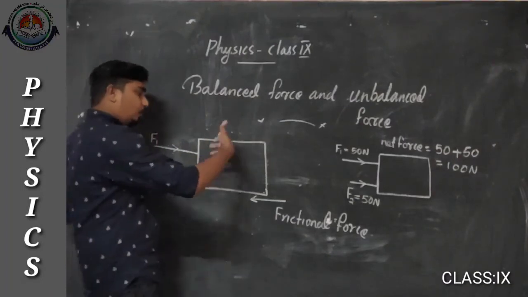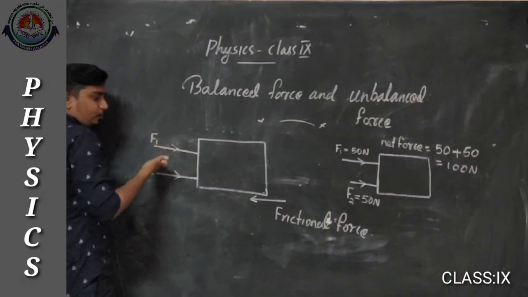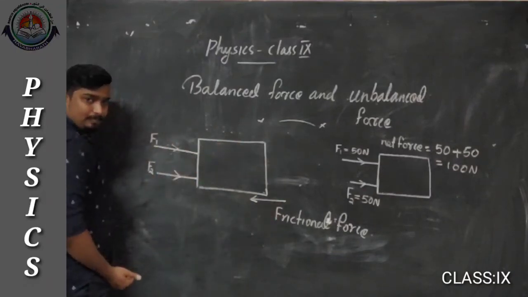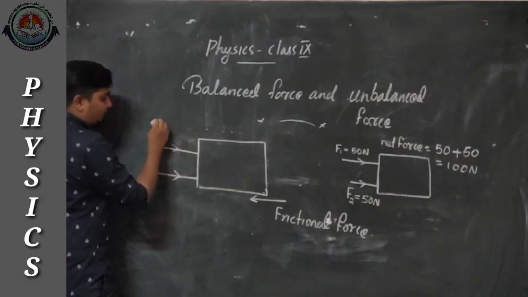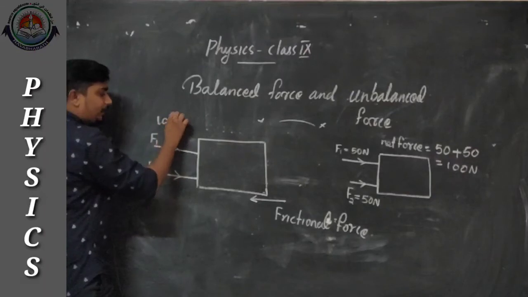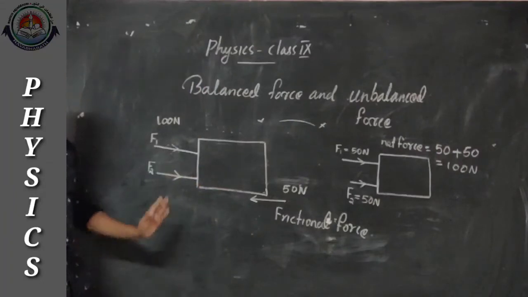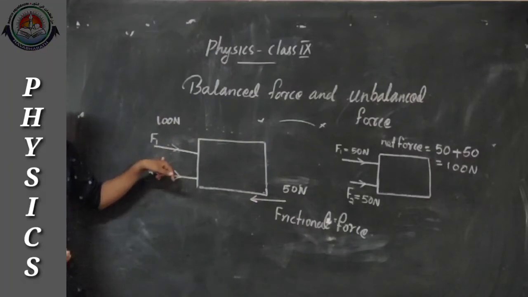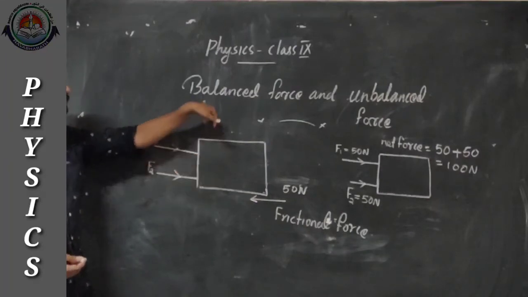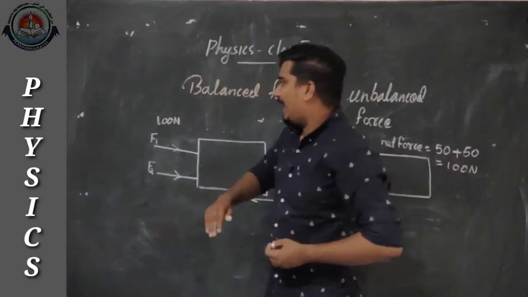Okay, if this body is moving, then the applied force is greater than the frictional force. For example, if the applied force is 100 Newton and the frictional force is 50 Newton, that means this is unbalanced. If the frictional force and applied force are equal, then it is a balanced force. Clear? Okay, so this is a balanced force.